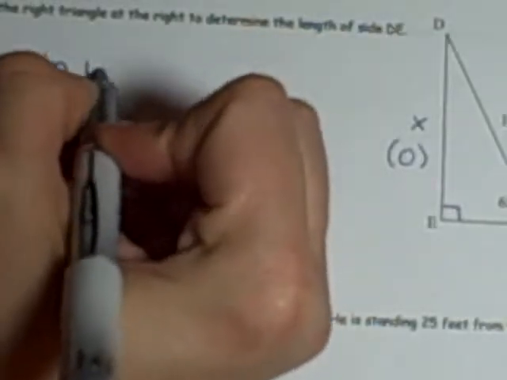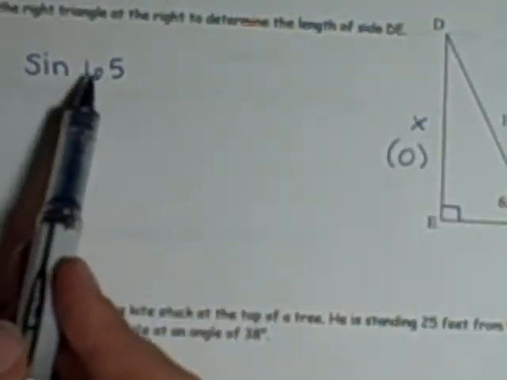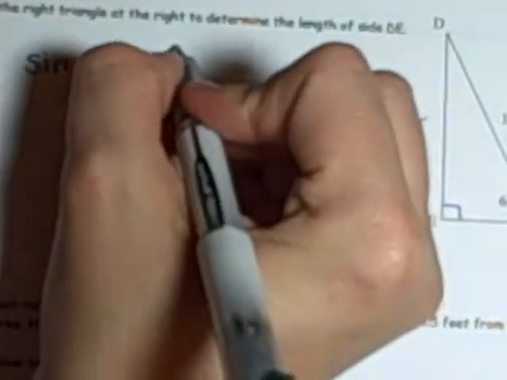So if I'm using O and H from SOHCAHTOA, I'm going to be using sine. So I would say sine of 65. Now remember, this is not law of sines. This is just regular sine from regular trigonometry. So sine of an angle is equal to opposite over hypotenuse. So I would say x over 10.